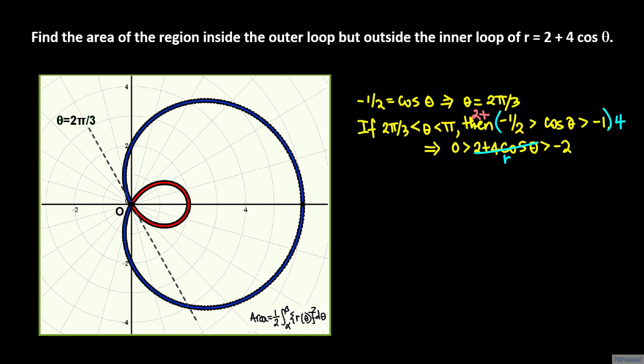Because r is negative for these values of theta, the points corresponding to these values of theta will not be in the second quadrant, but in the quadrant that is diagonally opposite across the origin from the second quadrant. And so the portion of the cardioid corresponding to the interval from 2 pi over 3 to pi is the lower half of the inner loop.